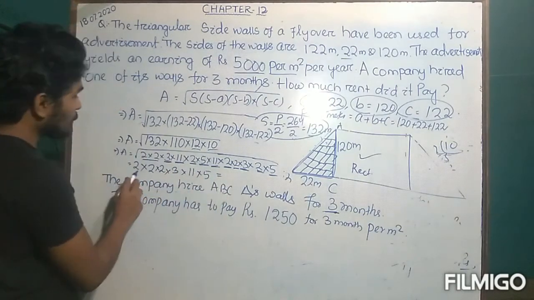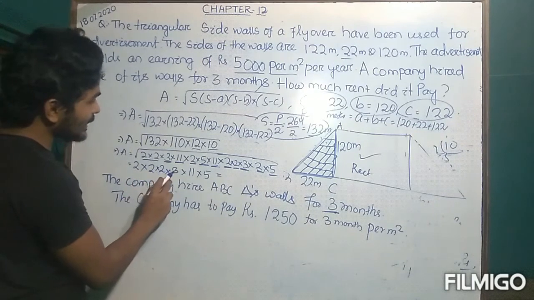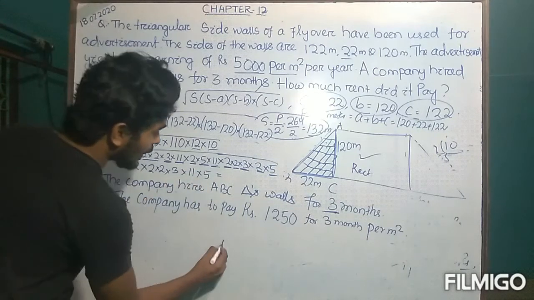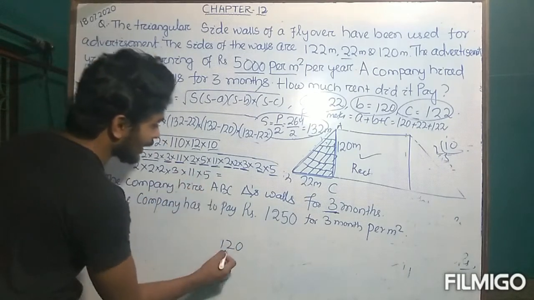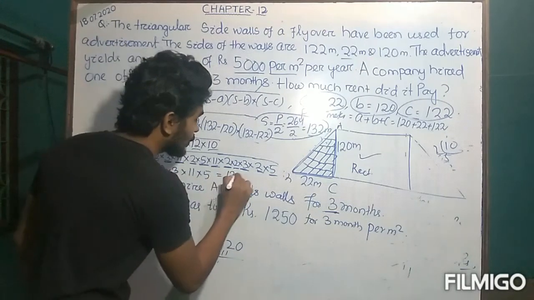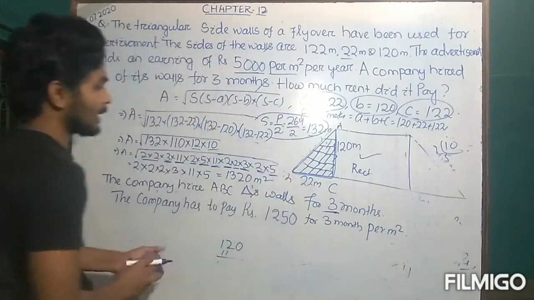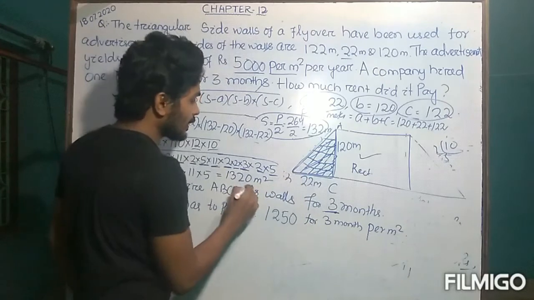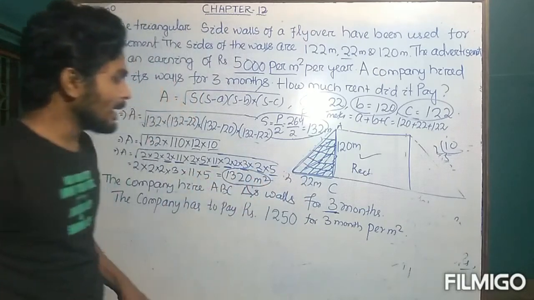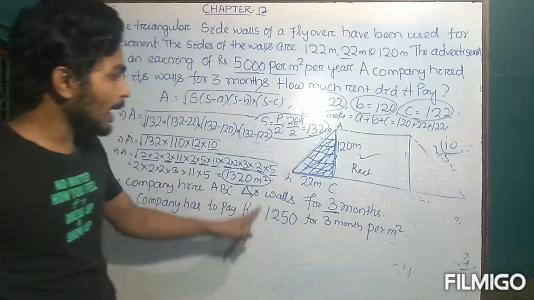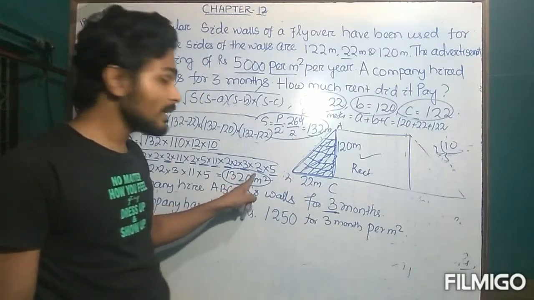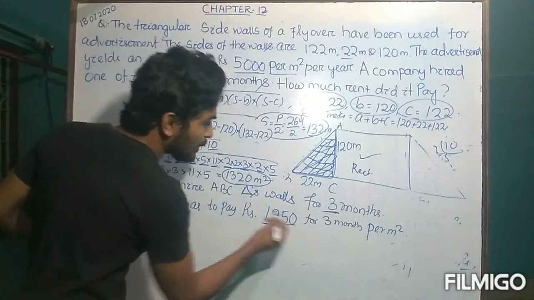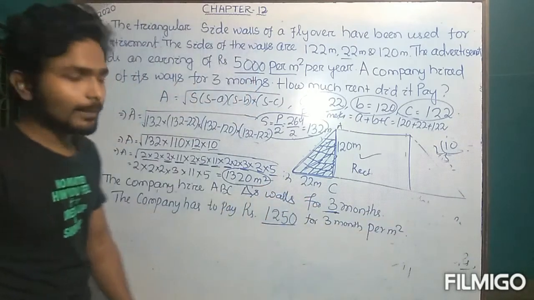Now multiply them. 2 times 2 is 4, 4 times 2 is 8, 8 times 3 is 24, 24 into 5 is 120, 120 into 11 is 1320 meter square. Hence, the total area of this triangular wall is 1320 meter square. That means the company has to hire this area for its advertisement, and we know the company has to pay 1250 rupees for 1 meter square.